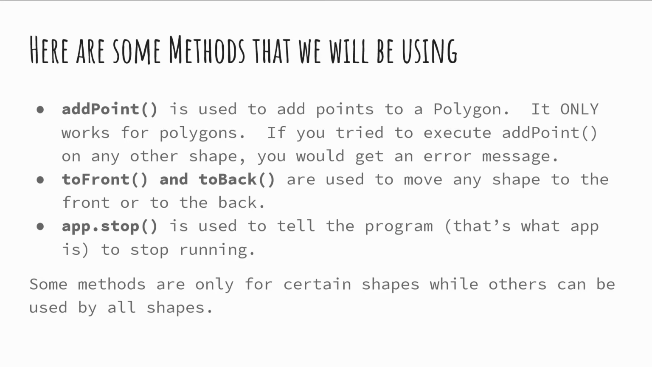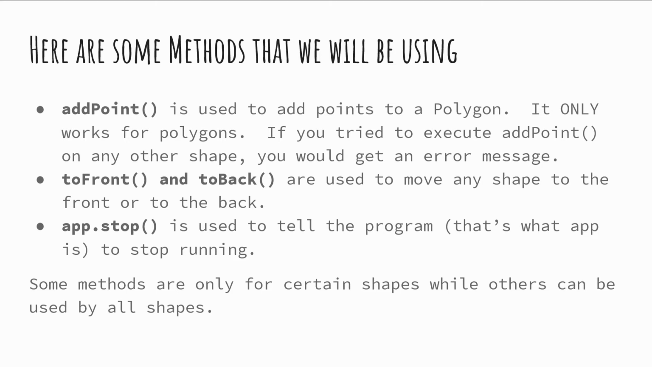It only works for polygons, right? If you created a square, or a rectangle if you did RECT, and you tried to execute add point on that, it wouldn't work. You'd get an error message that says, this method does not work on this type of object. Sorry, that doesn't work. So make sure that you're only using add point on polygons, okay?